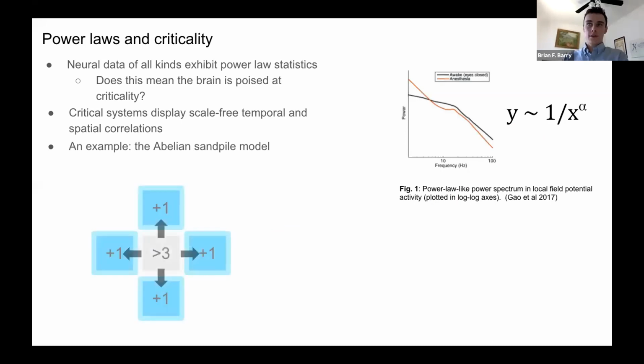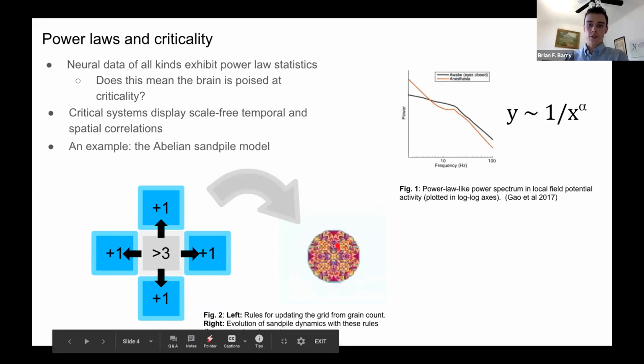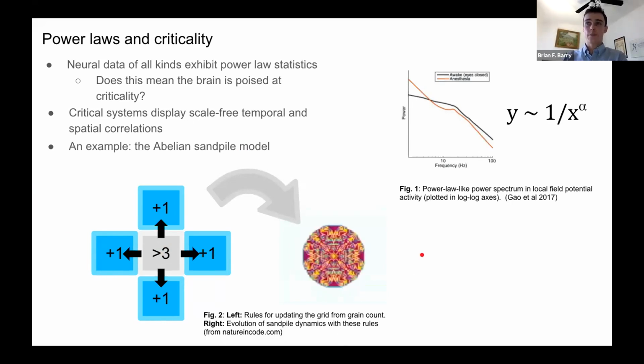So in this model, sand is stacked vertically on a grid, and wherever sand is stacked more than 3 units high, the next time step, one grain is distributed to its 4 nearest neighbors. So the evolution of this model looks like this, when 1,000 or so grains are stacked in the center.